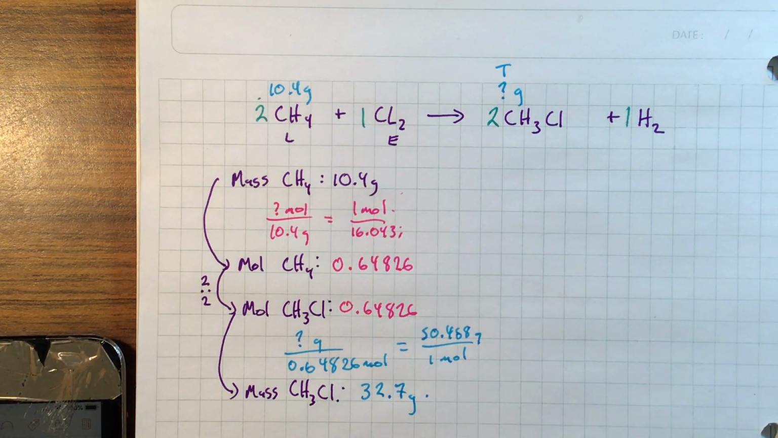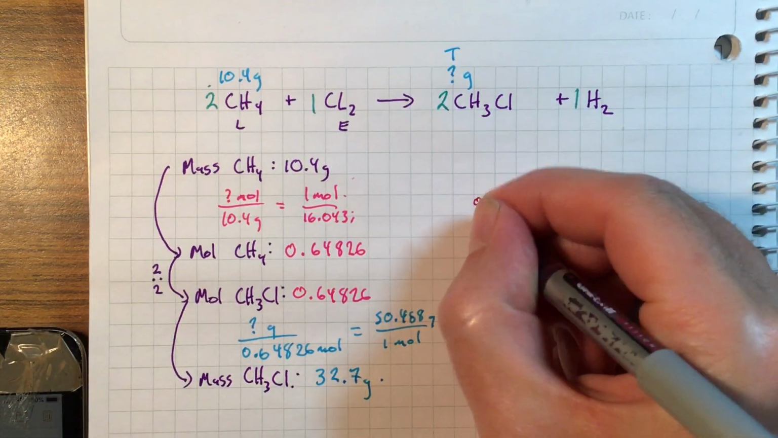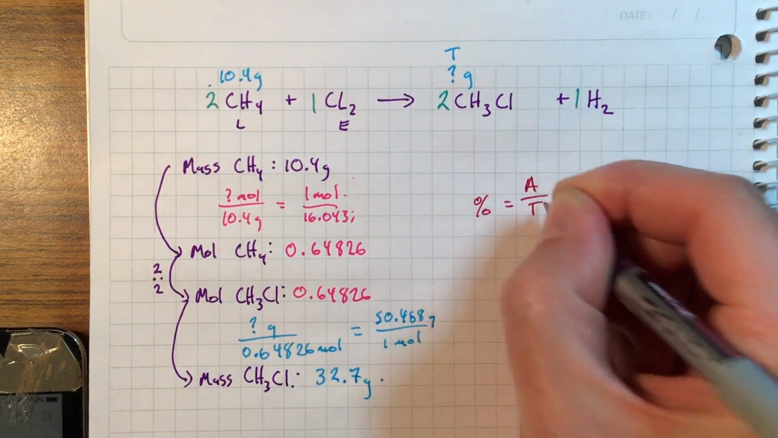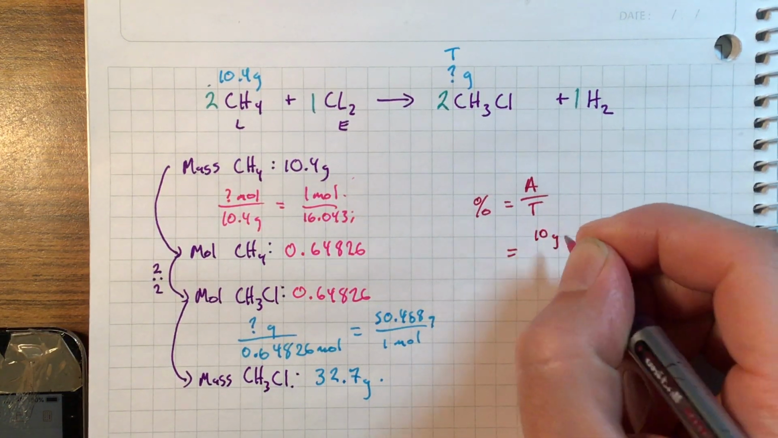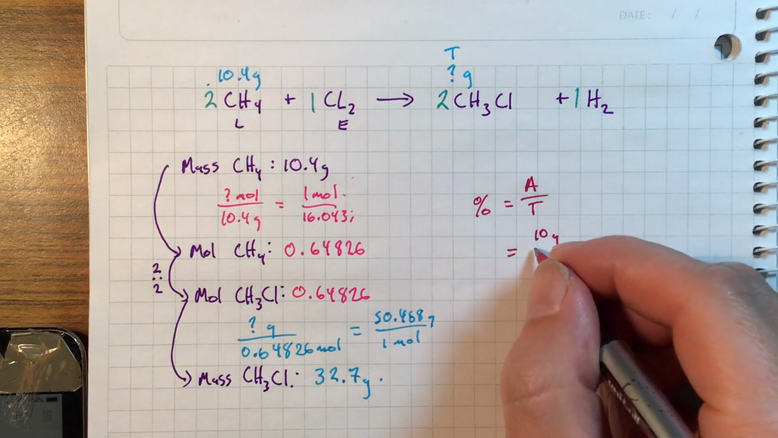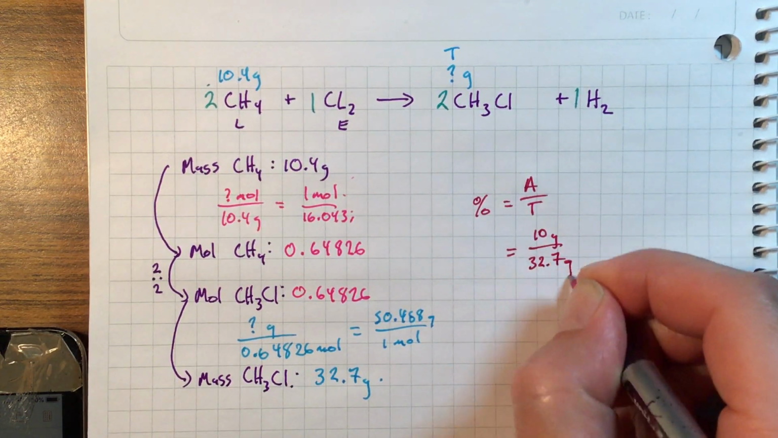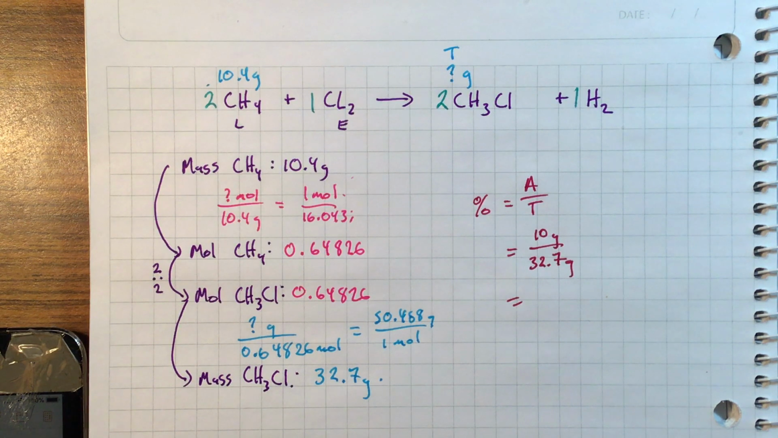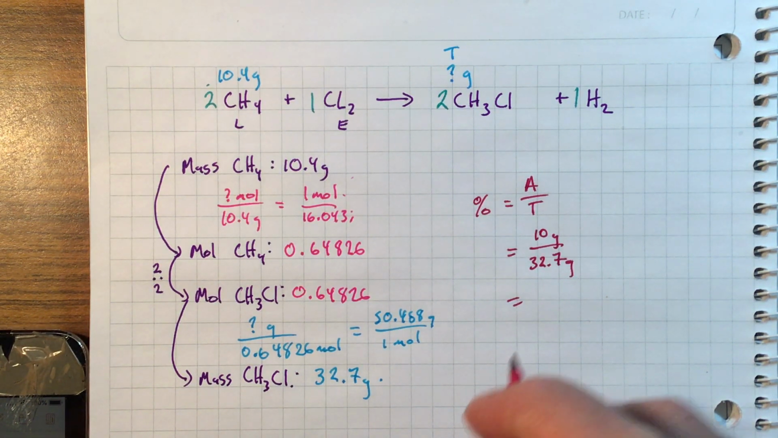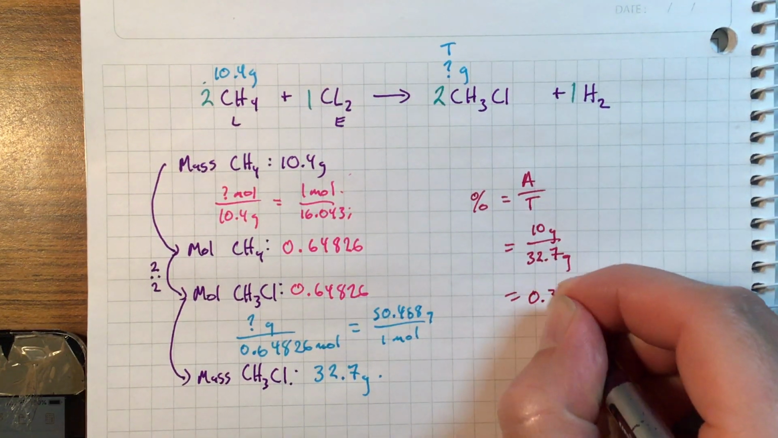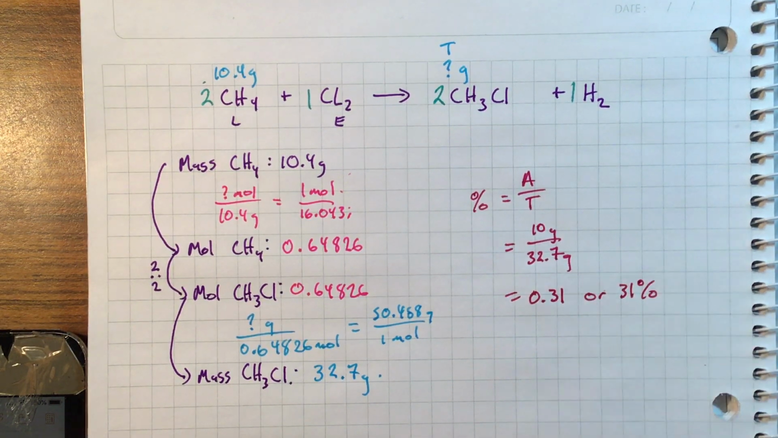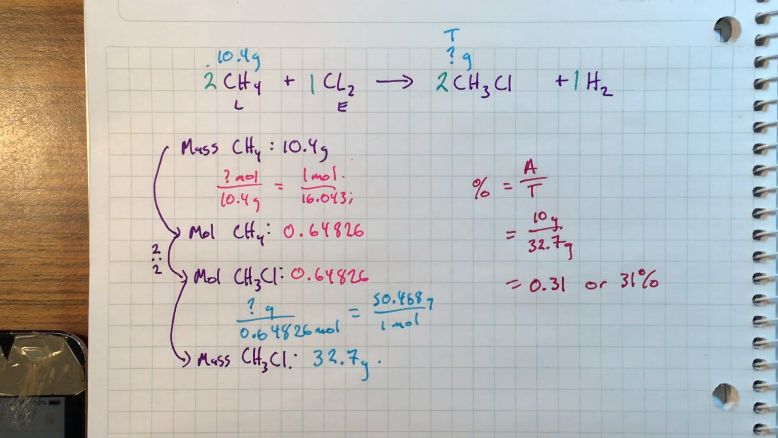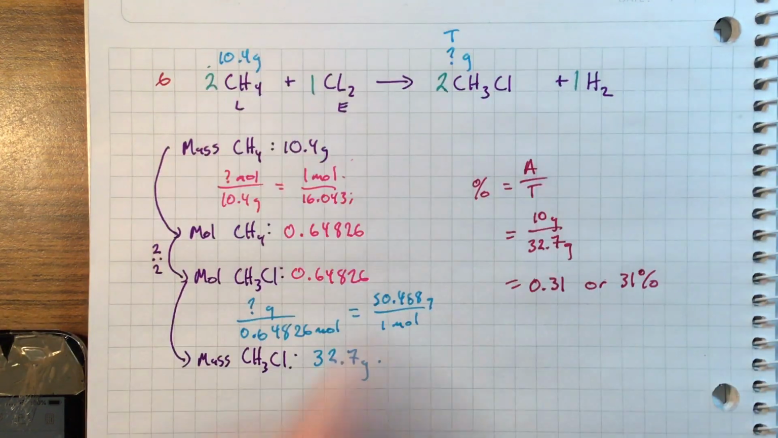Now over here we can do our percent yield. It's equal to our actual amount divided by our theoretical. Our actual amount was 10 grams. We're going to pretend that's 2 sig figs. Divided by 32.7 grams. So we do 10 divided by this number. And we get 0.31 with 2 significant figures, or 31% yield. There we go. Done. That is question number 6.